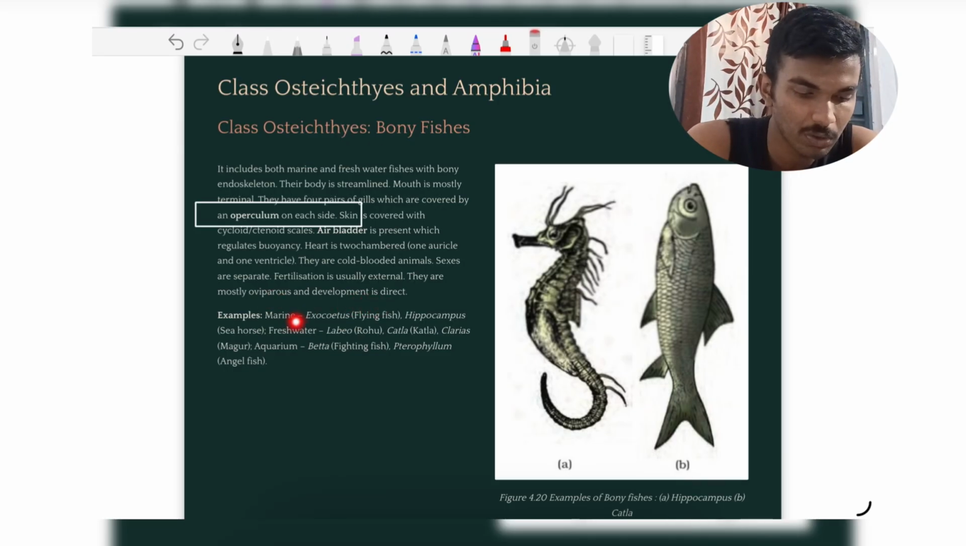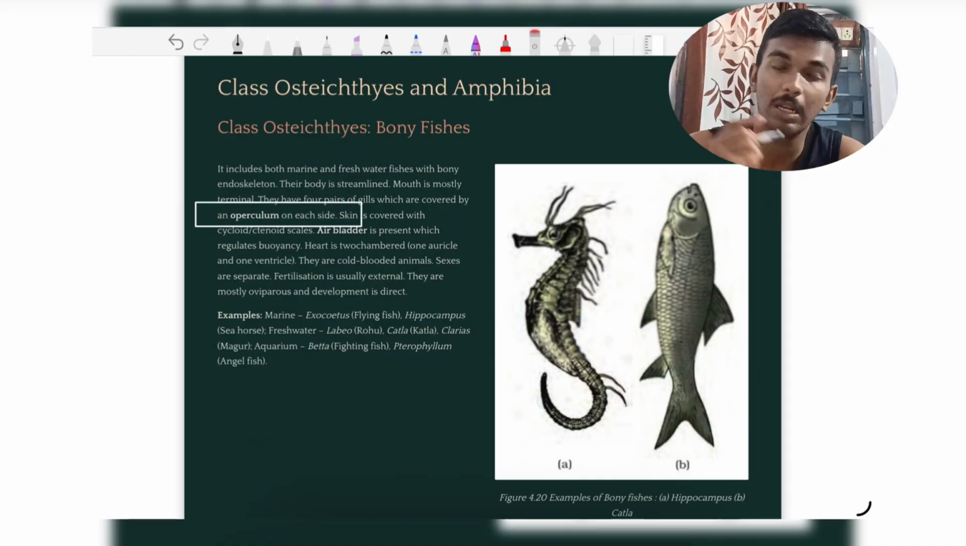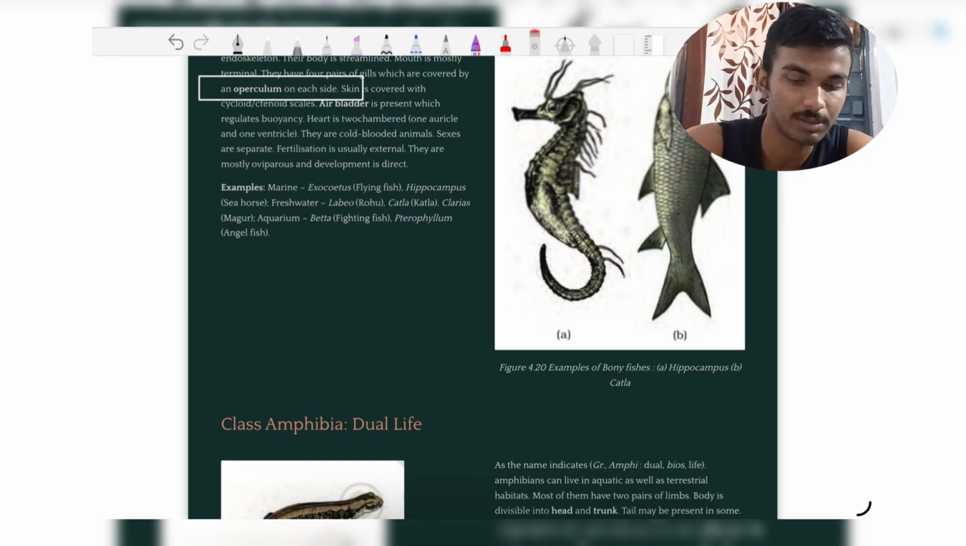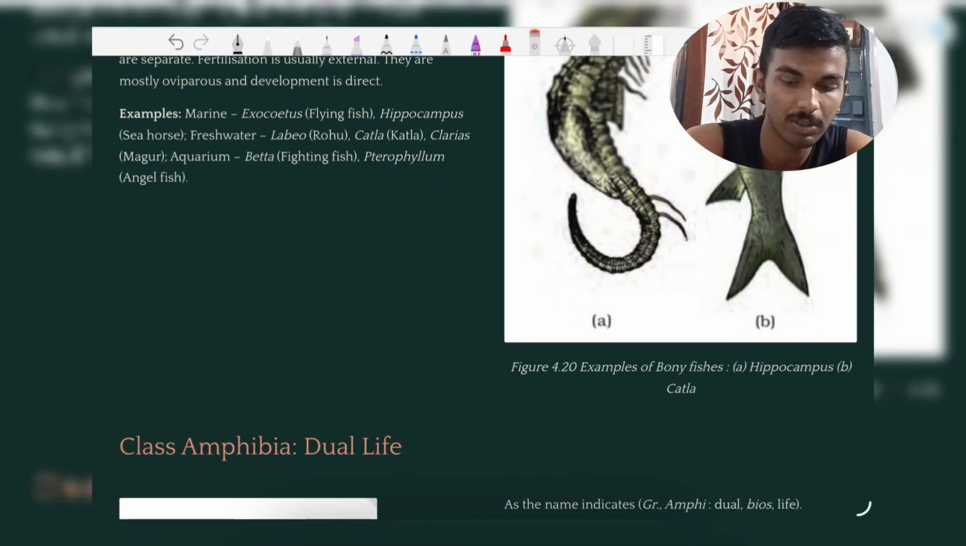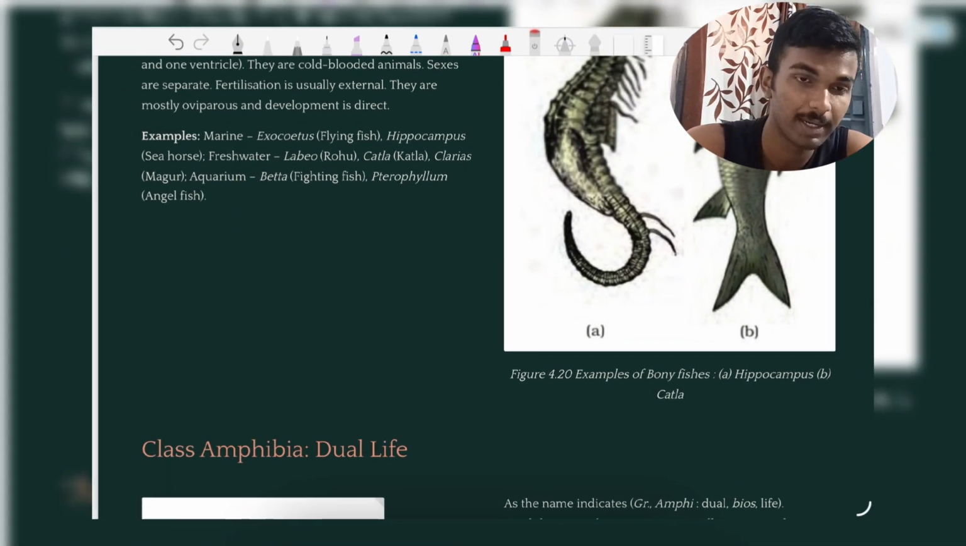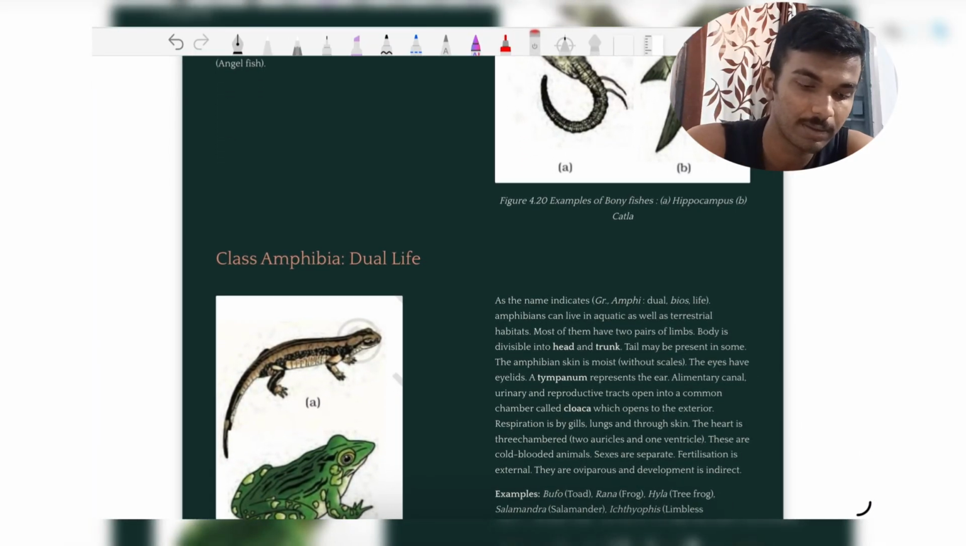Examples: marine, Exocoetus, flying fish; Hippocampus, seahorse; freshwater, Labeo, rohu, katla, Clarias, magur; and aquarium, Betta, fighting fish; Pterophyllum, angelfish. You have to learn the common names by heart. Every day you should write and learn them, because it is very important and keeps coming in the exam for several years.